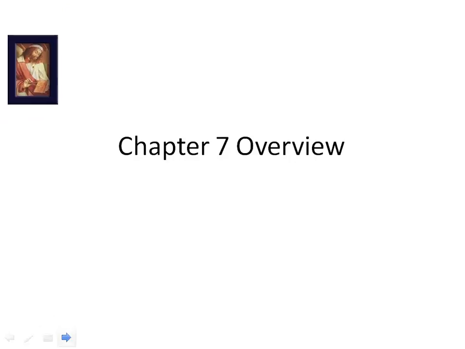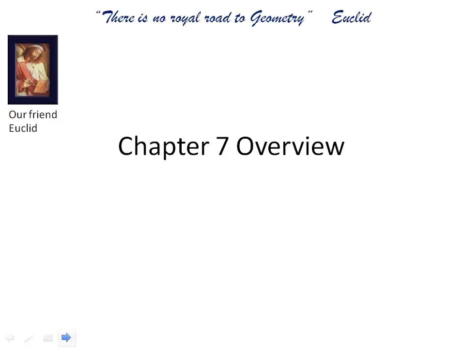As we begin, let us remember our good friend Euclid, who reminds us, once again, there is no royal road to geometry. As we begin this Chapter 7 overview, in 7-1 it talks about concave and convex polygons. So I just want to review that with you.